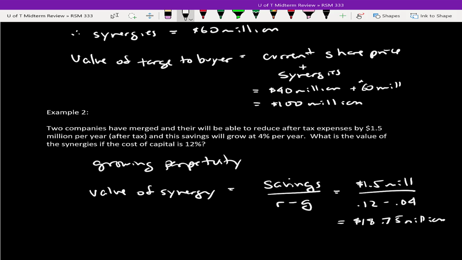Okay, so those are two examples of how you calculate synergies. And the more important concept here is this value of the target to the buyer, because what that gives you is the maximum price that you can pay.